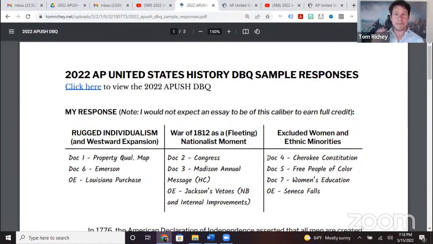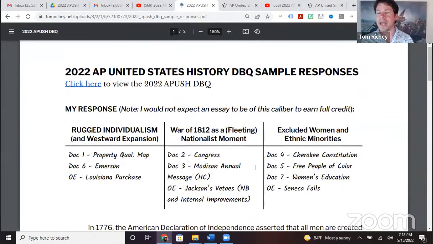And this is where I'm saying that you can definitely tell that the people who wrote this exam were mindful of the summer of 2020. Of the 7 documents, and only 6 print documents, you've got 3 that are focusing on marginalized groups. That's something that I think is important to note here. And then I said there that it excluded women and ethnic minorities.